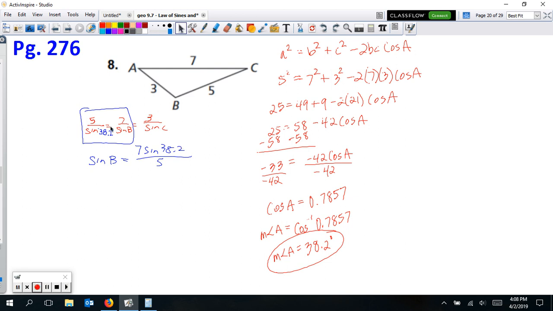So that's why if you just think of this as reverse, we're going to multiply here to get this by itself. So 7 times the sine of 38.2, but now I've got to flip that upside down, and now it's 7 times 38.2 over 5. Flip the sine of B over upside down, so now it's the sine of B there.